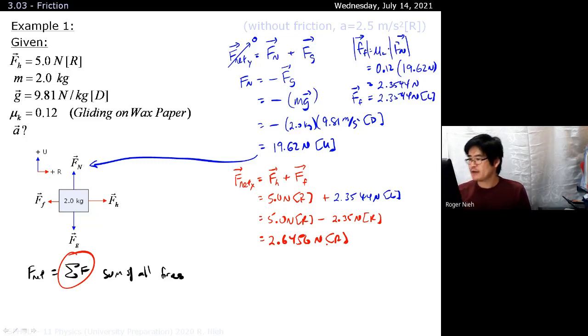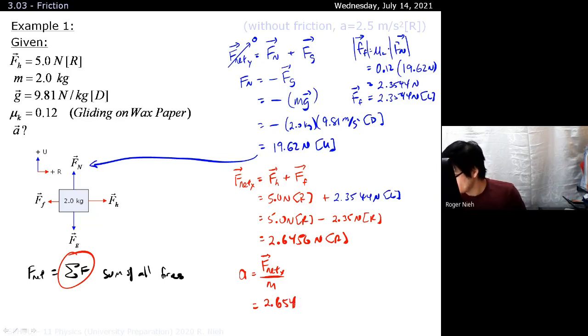Okay, and since our F net y is equal to 0, we know that acceleration is just equal to F net x as a vector divided by mass. All right, and here's one interesting thing. Math always works out, even with regards to vectors. Whenever you divide a vector, 2.6456 newtons towards the right, by a scalar quantity, such as 2 kilograms, you'll notice that a vector divided by a scalar will always give you a vector answer. It is a true property in mathematics.